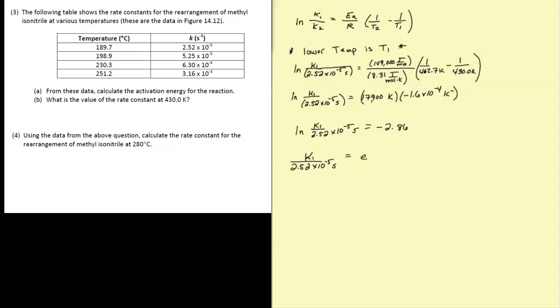Once you do the math, notice it is equal to the natural log, so we have to get rid of that natural log by exponentiating both sides of the equation. This way, we have K1 over 2.52 times 10 to the negative fifth is equal to 0.0573. Solving for K1 is equal to 1.44 times 10 to the negative sixth.